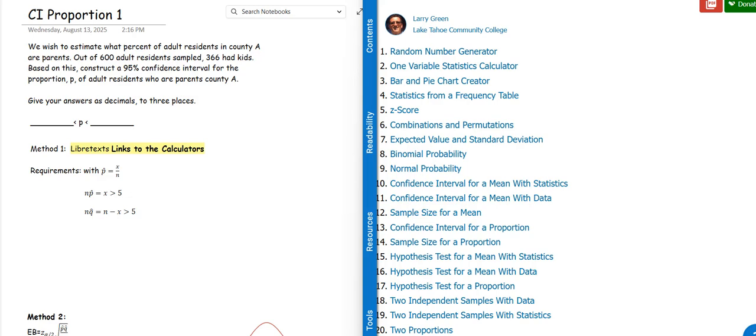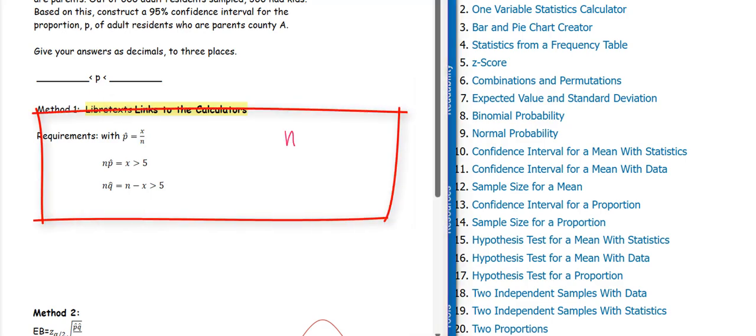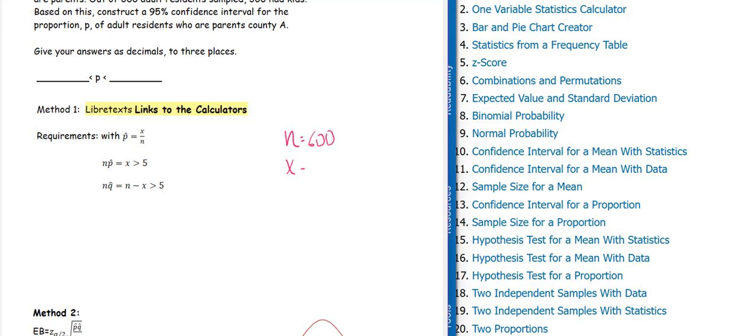The first way is using a calculator. It's much easier. And before we use that calculator, let's make sure our requirements are met. In this problem, N is the sample size, which is 600. X is the number of successes, which I'm going to consider as being a parent, and that's 366. And P hat is X over N, which in this case is 366 over 600, which is 0.61.